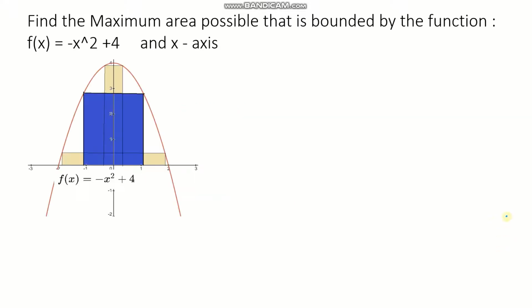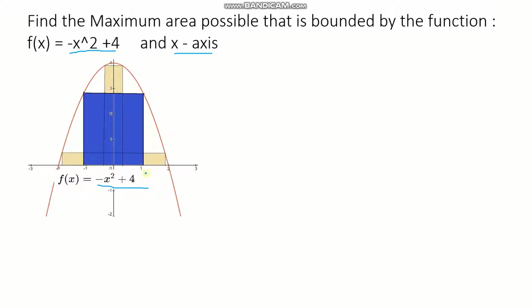So today we need to find the maximum area of a rectangle bounded by the function negative x squared plus 4 and the x-axis. Here is the graph. The red line represents the function negative x squared plus 4. We notice that when the rectangle is closer to the x-axis, its area is less. When the rectangle is closer to the y-axis, its area is also less. This denotes that the maximum area possible is located somewhere in this blue rectangle.